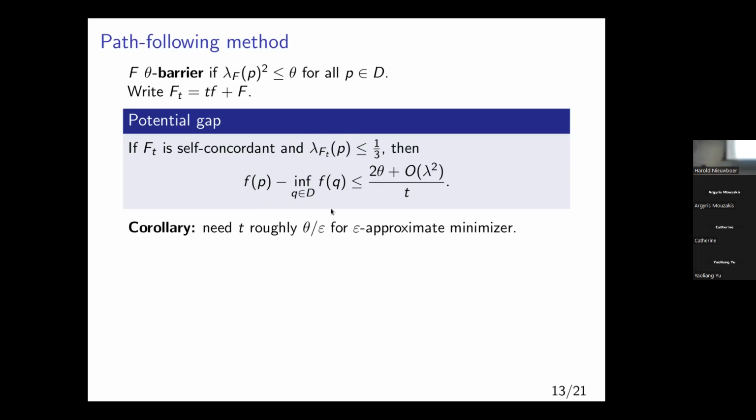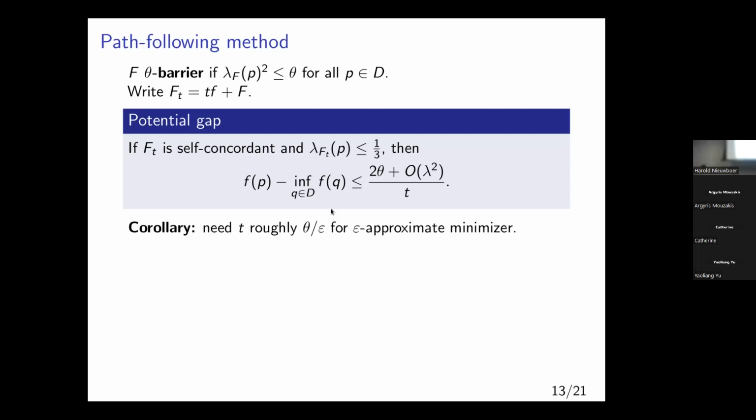So if you want to get an epsilon approximate minimizer of the objective over your domain, what you need to do is follow the central path to time roughly theta over epsilon, because then this upper bound just becomes epsilon. So this gives us some grip on how long we need to run this interior point method.